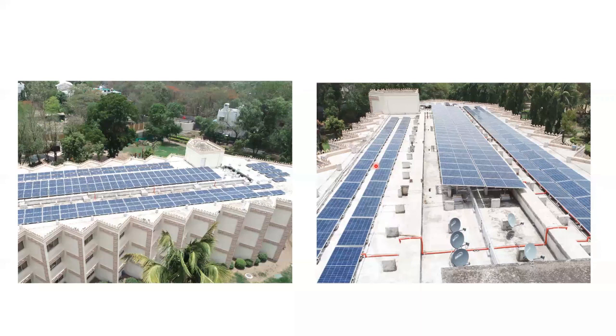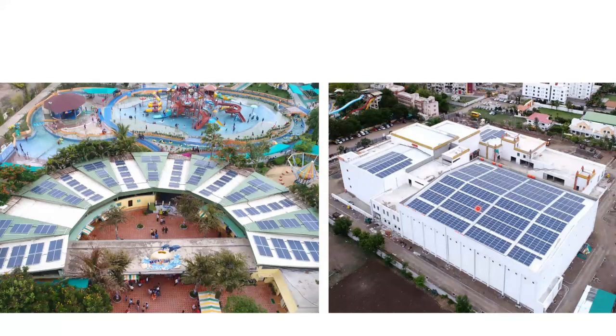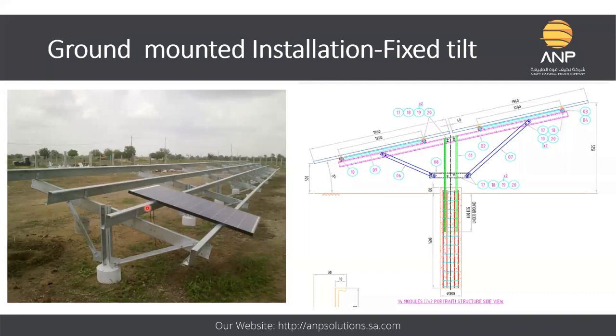For example, if you want to install maximum capacity, you have to go with whatever the tilt of the roof is. But in case of ground mounted installation, you can go with optimum tilt.